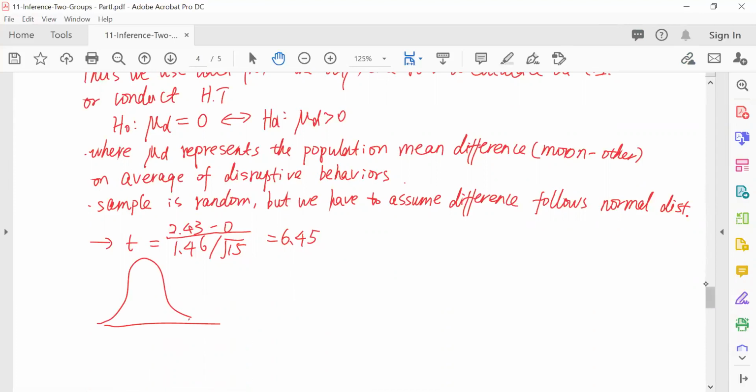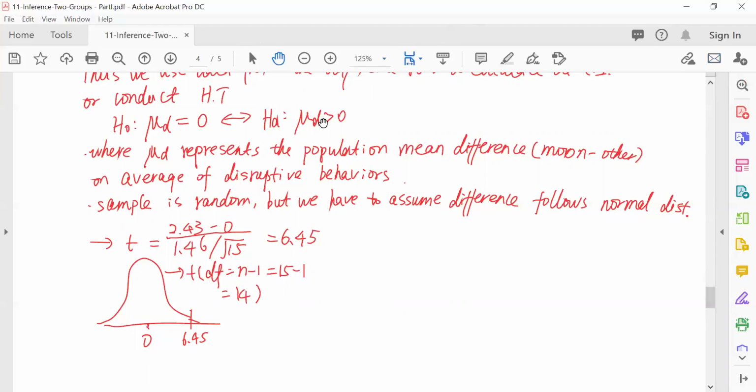Suppose this is the null distribution. It's a t distribution with degrees of freedom equals to n minus 1. That is 15 minus 1, 14. Now we are trying to find the p-value. The p-value is calculated under the null distribution in the direction of HA. We are trying to find the area under the curve, that is the proportion of this t distribution that has more extreme values than the observed test statistic. So our observed test statistic 6.45 is here. We are trying to see what is the probability that we are going to observe a t value that is more extreme than this.